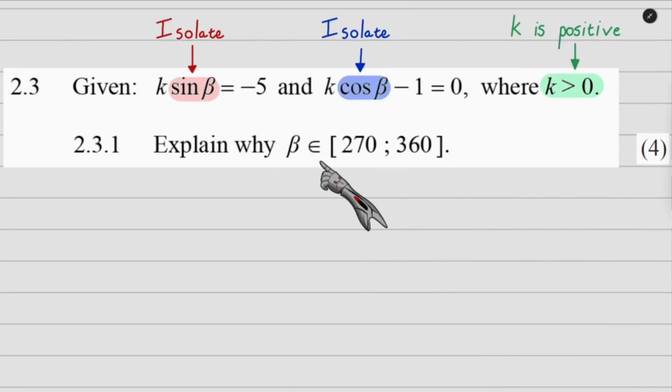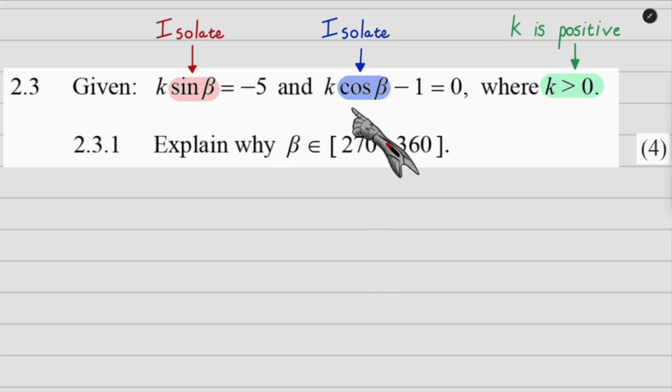And when I say isolate, it's just a fancy way of saying get sine beta on its own. So over here, we're going to have to divide both sides by k to get it on its own. Over here, we're going to need to move the 1 over and then divide by k. And while we're analyzing the question, you see this k is greater than 0? That's like a really fancy way of telling you that k is positive. So if you convert that to English, it's a very powerful tool, and we are going to need that to crack this question. Okay, so let's isolate these guys.